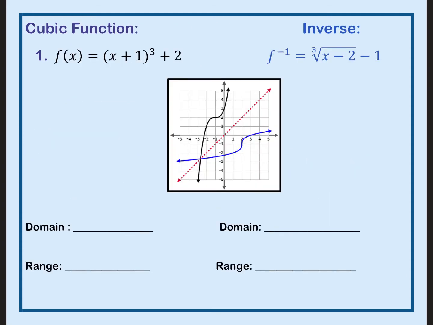So the good news about cubic functions and cube root functions: here is my original function, here is my inverse function, and notice that they are mirror images over this red dashed line. This red line is y equals x, and it's always a mirror reflection over. Now the domain and the range of a cubic function are always going to be negative infinity to infinity.